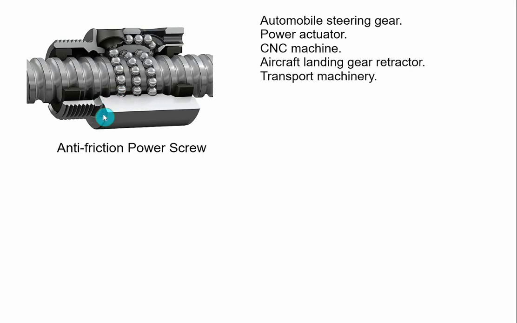In the power screw we are not using spherical balls and therefore we have pure translation motion, and because spherical balls are used we have rotational motion. Because of low friction and high efficiency as compared to the power screw, anti-friction power screws are commonly used in machine tools, automation equipment, vehicle steering systems, and actuators on aircraft. There are a huge number of applications of anti-friction power screws because of their high efficiency.